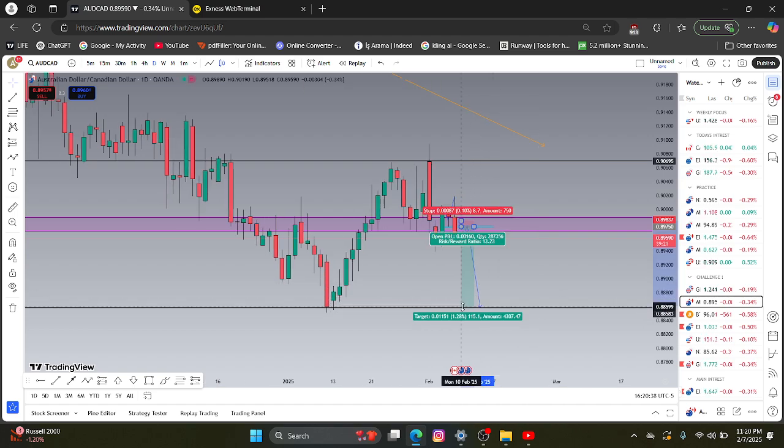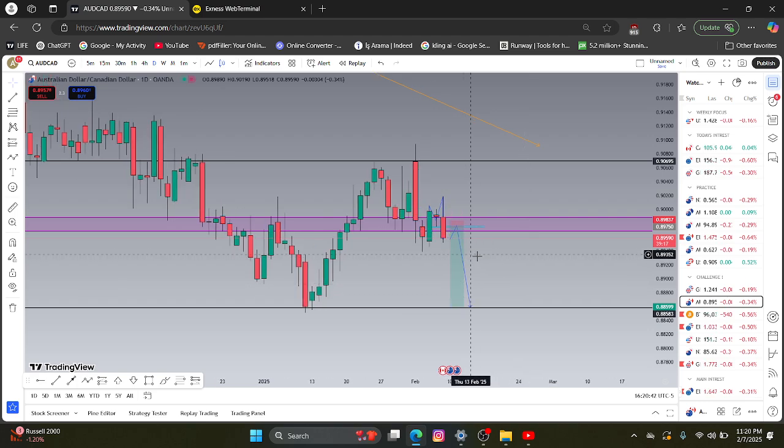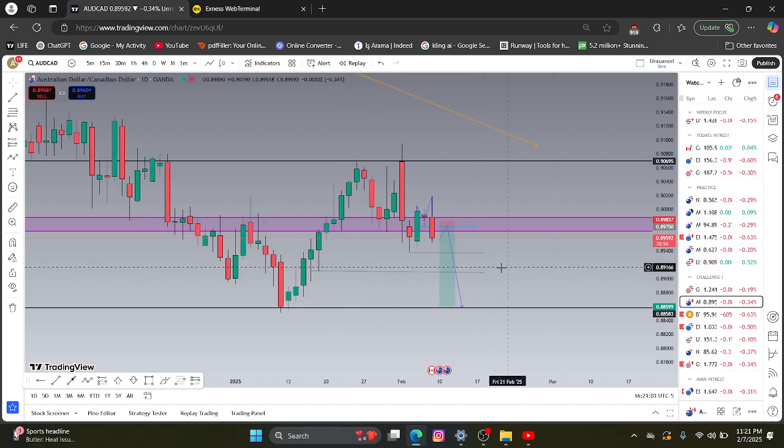Yeah, and according to how the market will close again in the day, if the market closes above this line, I might hold until it reaches this zone right here again. Yeah, just like that.